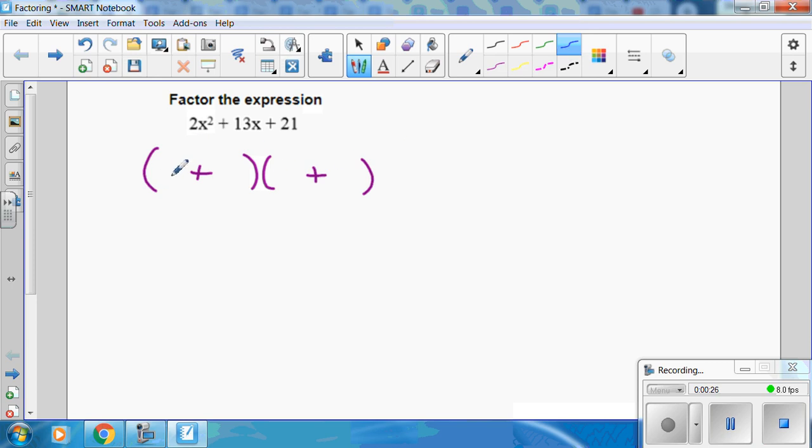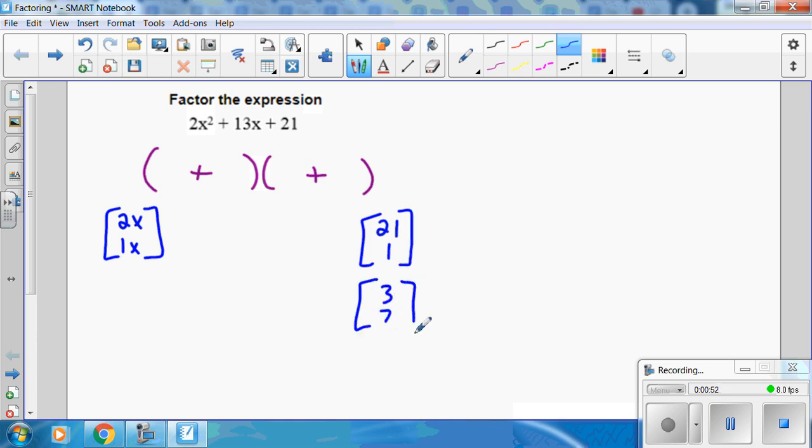All right, so now this term multiplied with this term will give me 2x squared. So factors of 2x squared would just be 2x and 1x. And there really isn't any other factors other than that. Then we do factors of 21, because this term multiplied with this term has to give you 21. So we have 21 and 1. And then we also have 3 and 7.